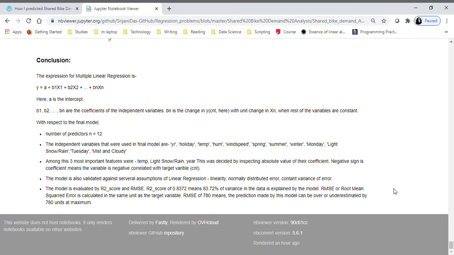And next, we evaluated the model with R2 score and RMSE, which is root mean square error. R2 score was found to be 0.8372, which means 83.72% of the variance of the data has been explained by the model. That's what I was talking about. And RMSE is in the same unit as the target variable, and it's 780, which means the prediction can be off by 780 units maximum. So that was our shared bike demand analysis with the help of linear regression.